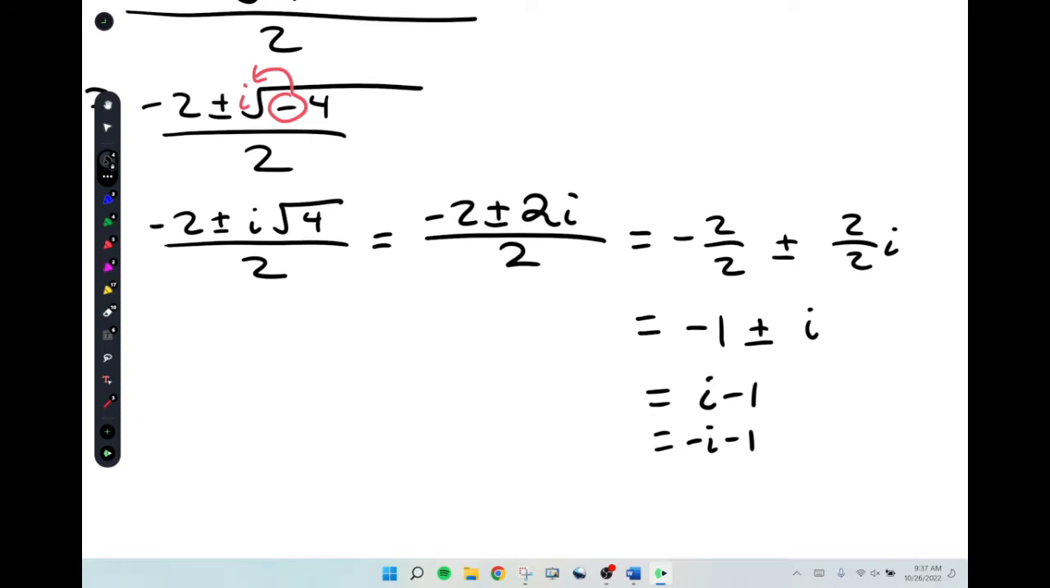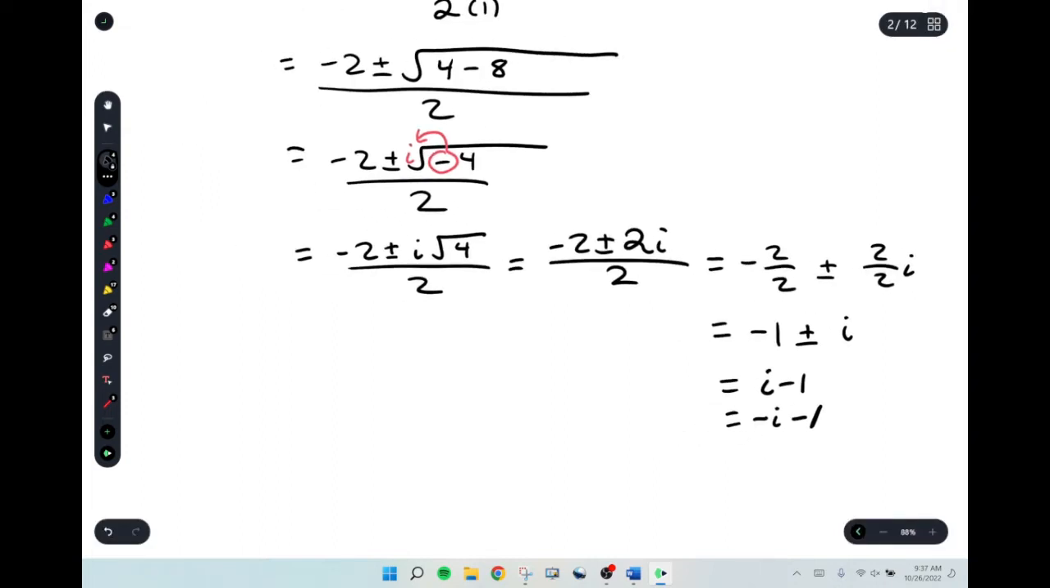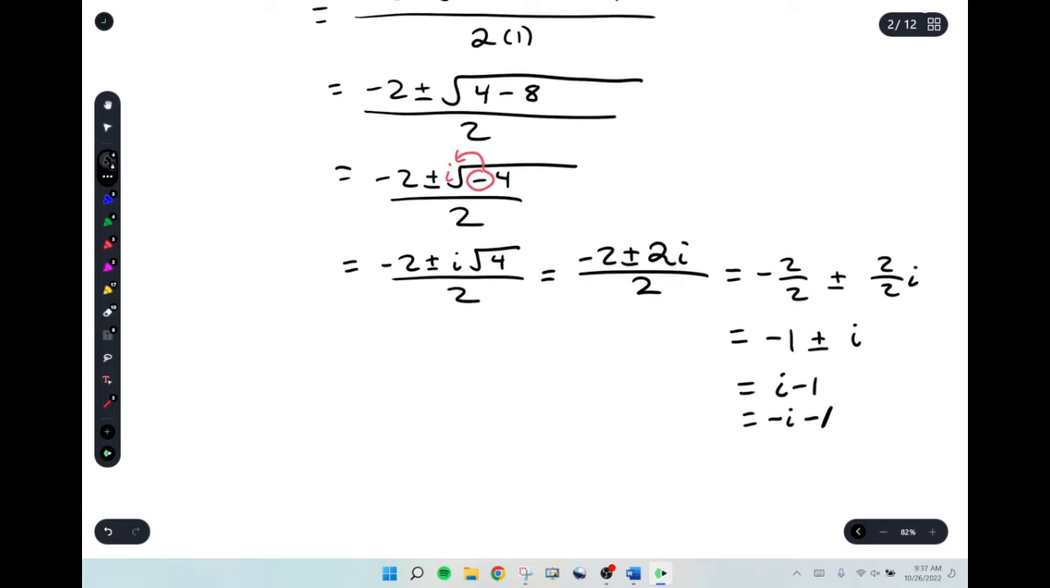Oh, look at that. Wait, is that right? Did I mess up? Nope, nobody's getting this one. I'm fixing it. No, wait, that was right. Wait, why did the i go to the front? I don't know. I just always put it in front.